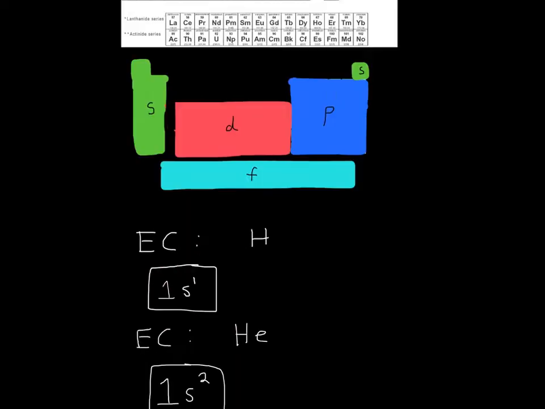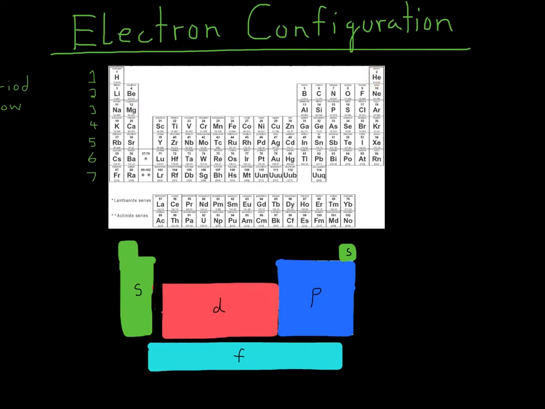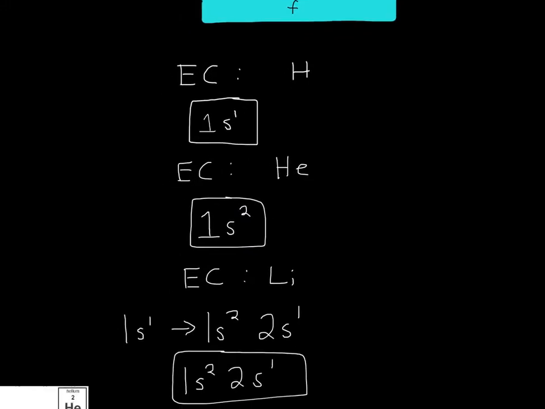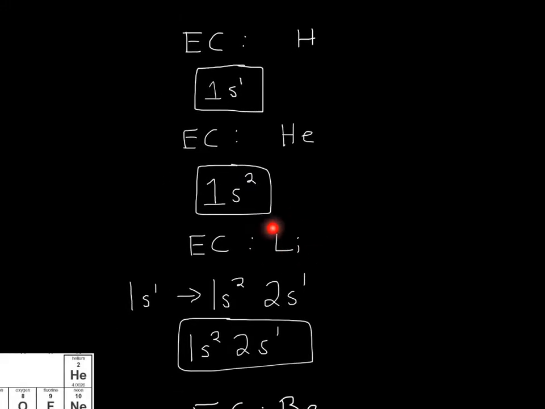So just to go back, helium, all I did was I'm in the same period, right? Same block. And since each of these counts as 1, I'm just going to add them and it'll be 1s2. That's it. So moving on to lithium.